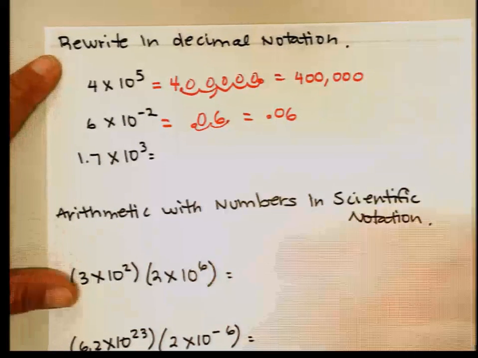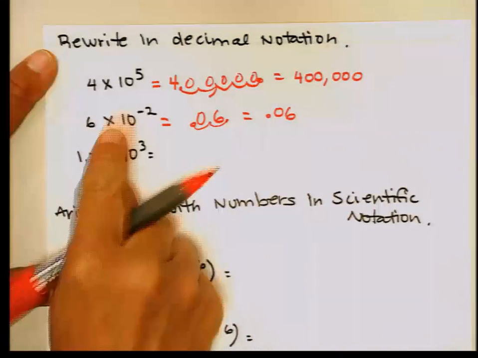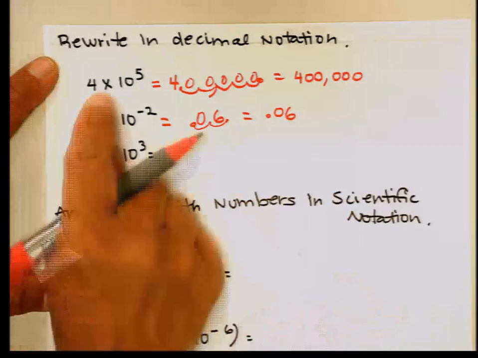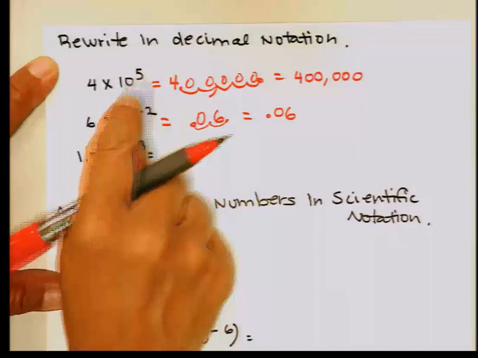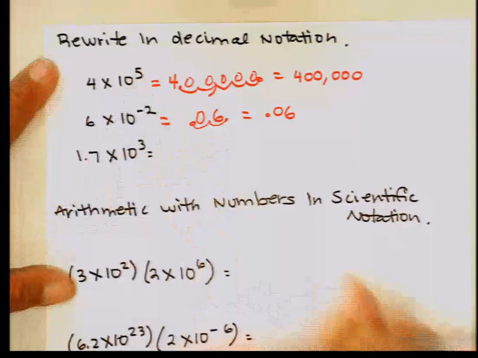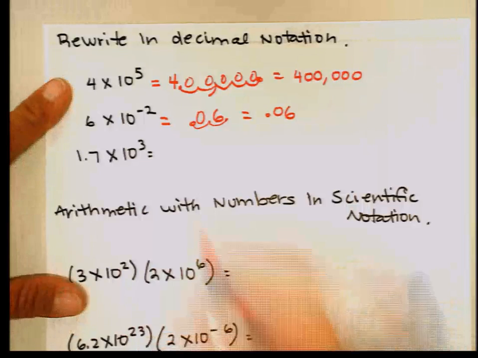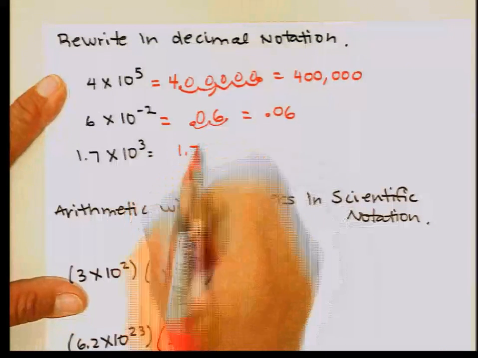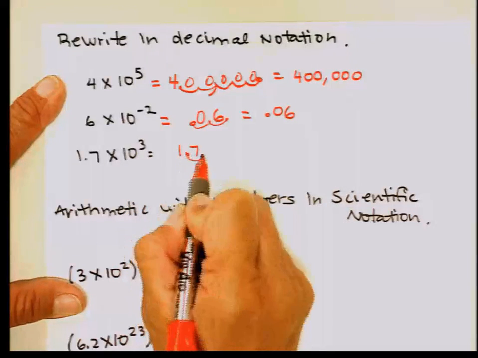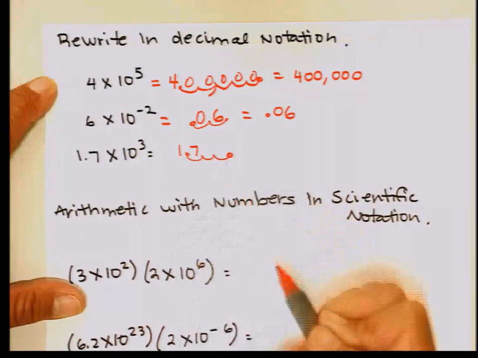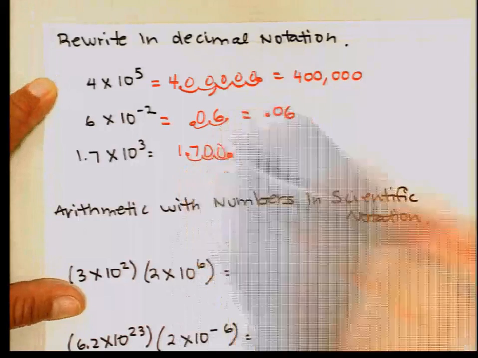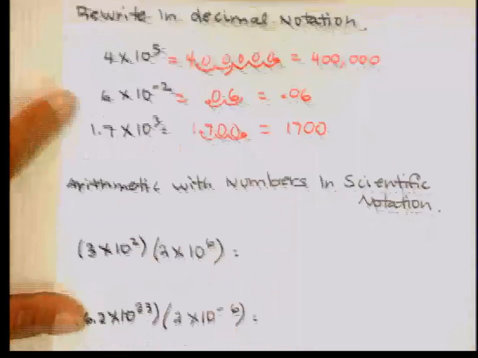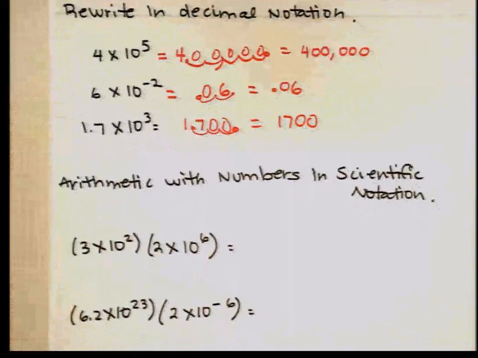Absolutely other ways. You could write this, right? 6 times 1 over 100. Maybe that's how you like to think about it. 4 times 100,000. Maybe you just know that 10 to the 5th is 100,000. That's great. 1.7 times 10 to the 3rd. 1.7 and 3 swoops. 1, 2, 3. I'm looking for a big number because my 3 is positive. Fill in your swoops with zeros. 1,700. Okay, so that's doing some converting.